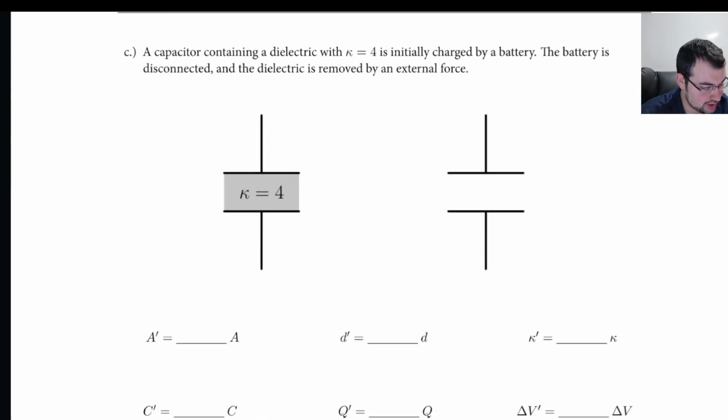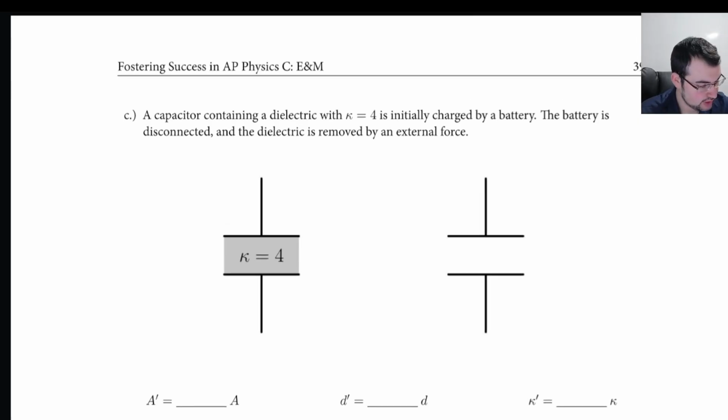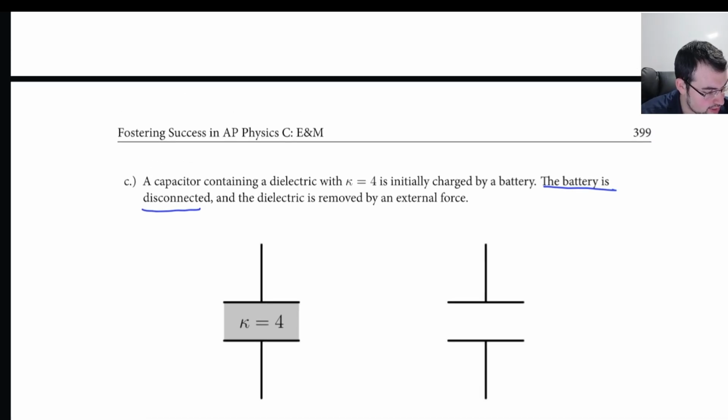And last, we have an isolated capacitor. It's charged. We disconnect the battery and remove a dielectric. So the first thing we should see here is that the battery is disconnected. Notice I didn't say isolated capacitor. I said battery is disconnected. Well, if you have no battery, your capacitor is isolated.